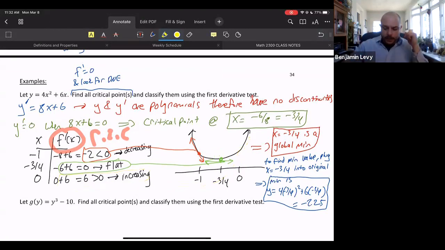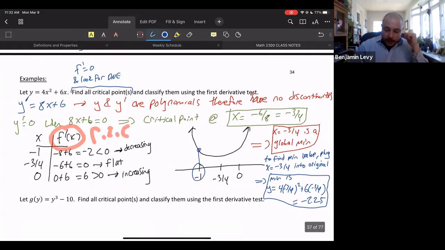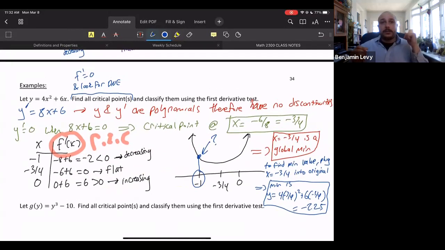Yeah. So let me clear up this graph a little bit. If you wanted to know this specific value on the graph, you plug it into the original. Correct. Just like we found that when you plug -3/4 in, you get -2.25. Yes, that's right.